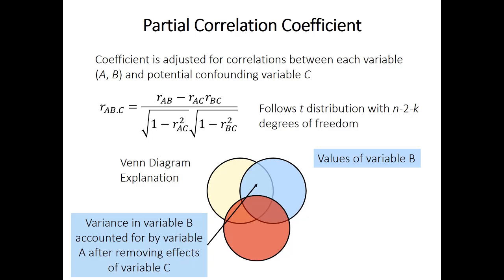In this case, the partial correlation coefficient is smaller than the simple correlation coefficient, but that isn't always the case. It can actually increase after considering a confounding variable, in which case the confounding variable is said to suppress the interaction.